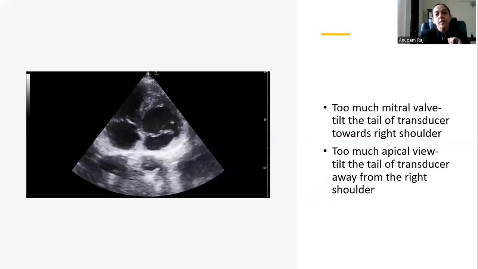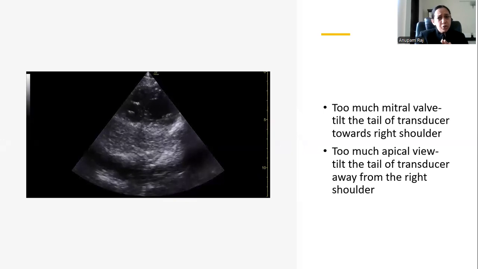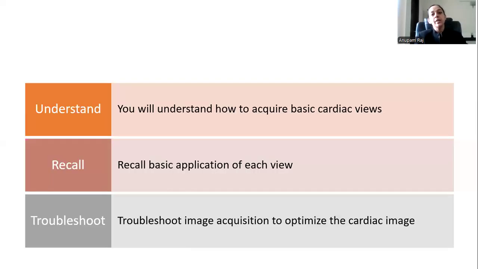The other problem is sometimes we end up seeing too much of the mitral valve, or too much of the apex. To fix this problem, all we need to do is tilt the tail of the transducer towards the right shoulder or away from the right shoulder. When we are tilting it towards the right shoulder, we will be able to obliterate the mitral valve view, and we'll be seeing more of the apex. And when we are tilting it away from the right shoulder, we will be able to get a better view of the mitral valve.